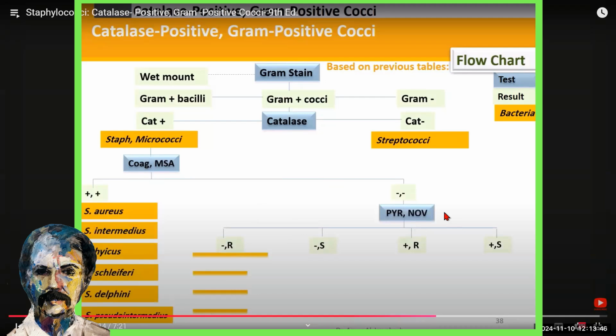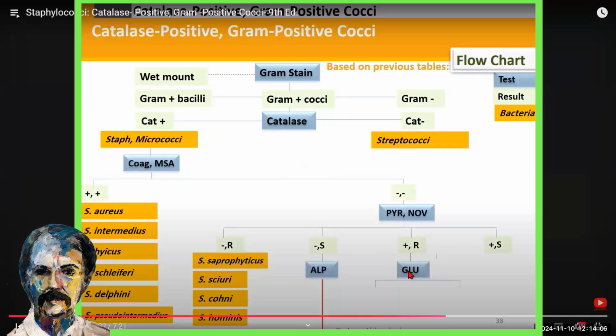Pyre, we will talk about it in the second lab in chapter 2, because pyre is a test mainly used for strep. Yes, catalase negative. Novobiocin, we can use it here. I mean, you have 4 options here: glucose, alkaline phosphatase. As I told you, this is for a reference lab or a research lab. We'll use lots of tests. In a normal diagnostic lab, we don't use all this panel of tests. Maybe novobiocin, and that's all.